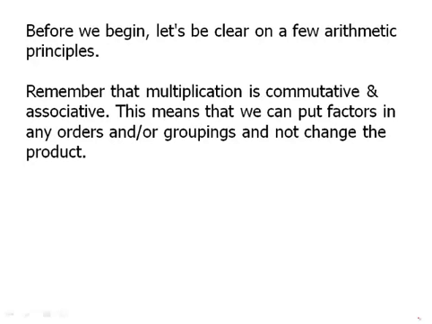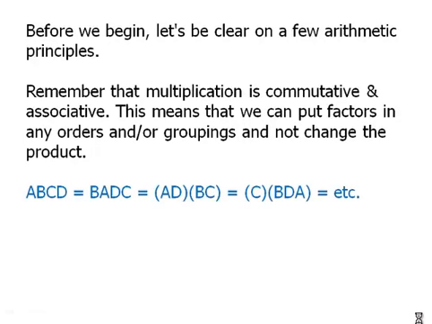Remember that multiplication is commutative and associative. This means that we can put factors in any order or groupings and not change the product. So for example, A times B times C times D is exactly the same as B times A times D times C. We can change the order. We can group them. We can do A times D and then B times C and then multiply those two together. We could do C by itself times BDA. All of those are exactly the same, and there are many more groupings and orderings possible.